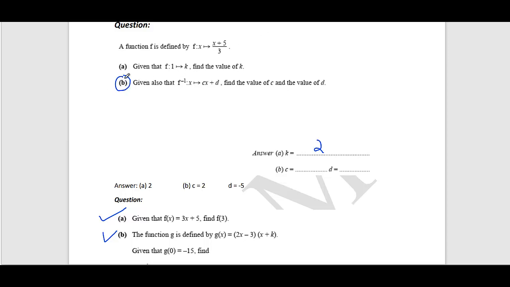In the second part, part B, given also that f inverse of x is equal to cx plus d, find the value of c and d. To find the value of c and d, there are two different methods, but today we will restrict ourselves to method number 1, in which we will first find the inverse of this function. So let's see how to find the inverse of this function, and then we will solve this part B.